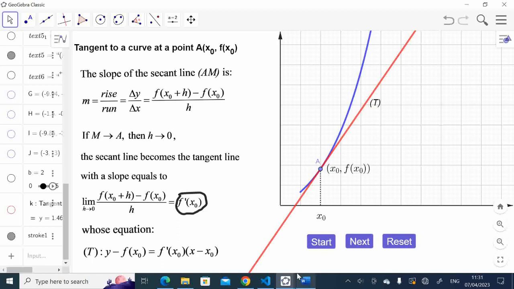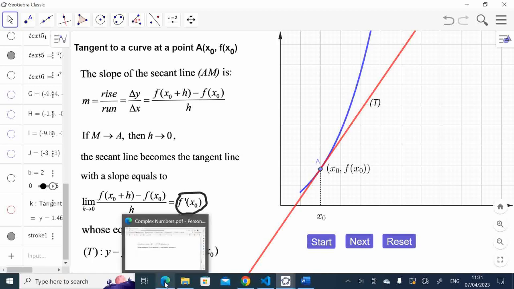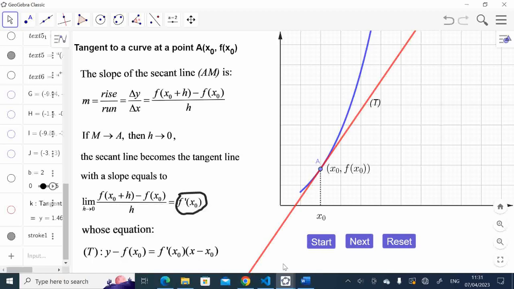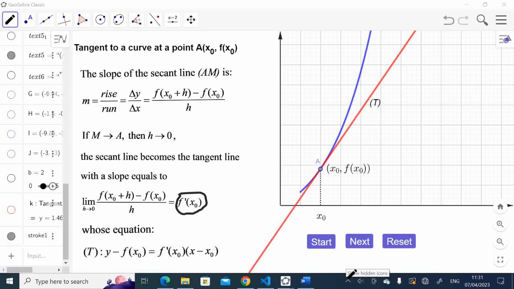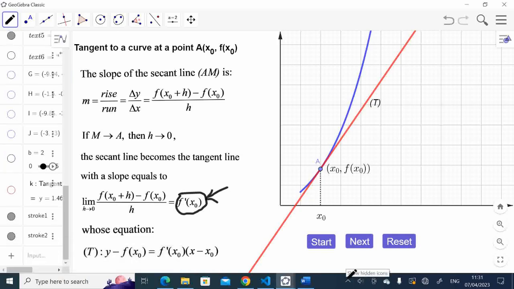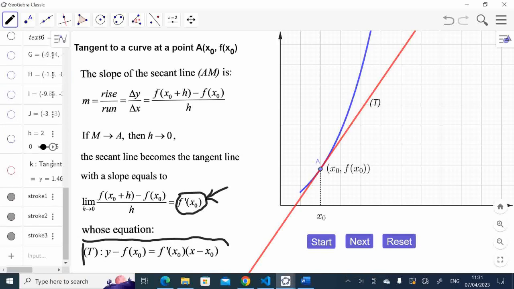Let's go for an application on this. We have to memorize that the slope of the tangent line is f prime of x0. This is the slope of the tangent line, and this is the equation of the tangent line. So this is how to find the equation of the tangent line: I use this point slope equation. Let's go to an application on this.